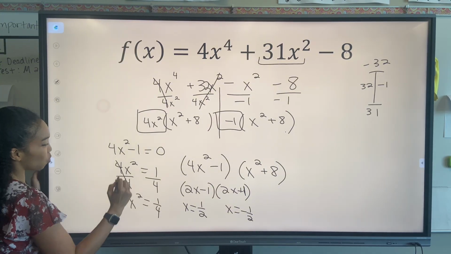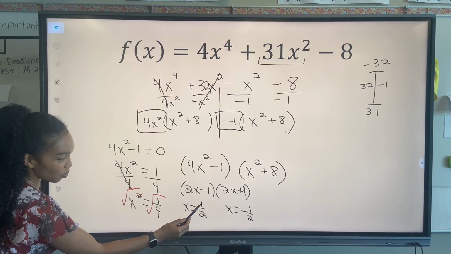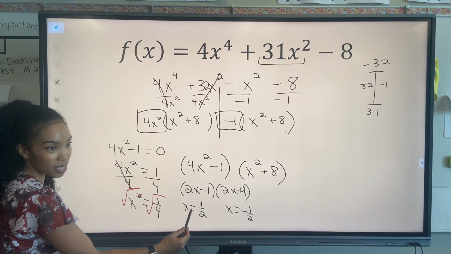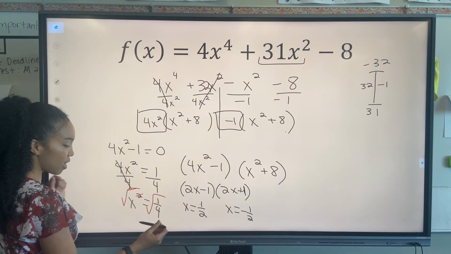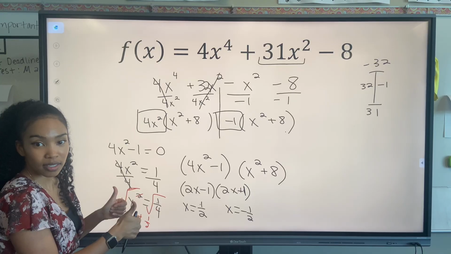And then you square root both sides. So the square root of 1 is 1, and the square root of 4 is 2. So that's how you get your two answers. And you always have plus or minus your answer. Is that okay, guys? Was that the wrong way to do it?